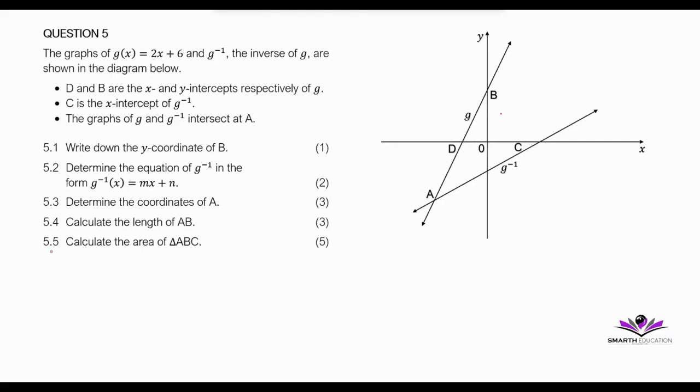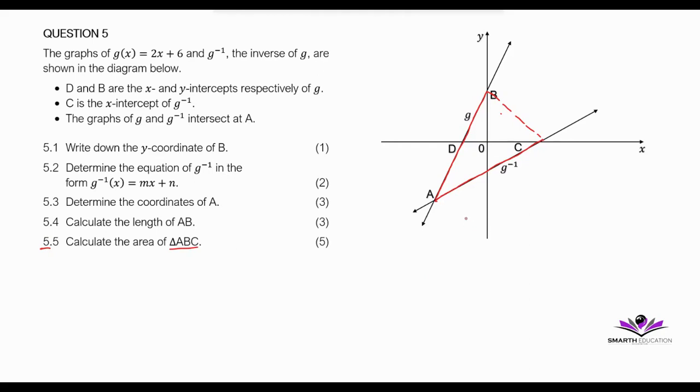Welcome back. Let's do question 5.5. We are required to calculate the area of triangle ABC. This is triangle ABC. Let me just join B and C so that we can have our triangle ABC. I'm going to show you three methods to solve this problem, but let's start with the first one.